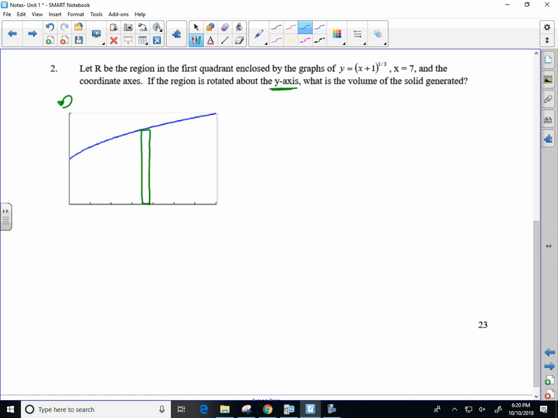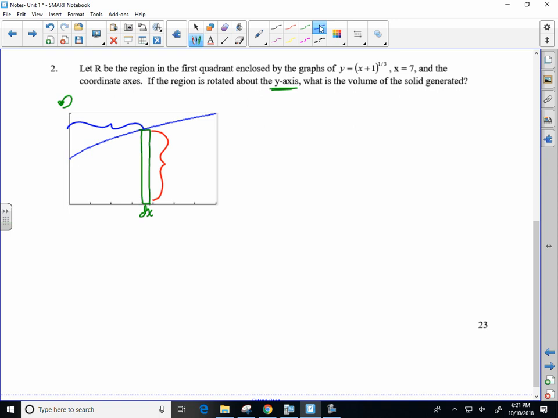I'm going to mark it up a little bit less than I did the previous one, just the bare bones, just so you can see. But the thickness is dx. I need the distance separating that rectangle from the axis of revolution, and I need the height of the rectangle. Those are the pieces of information that I need. Whether you call it p and h is your business, it doesn't matter. That's the stuff that we need.